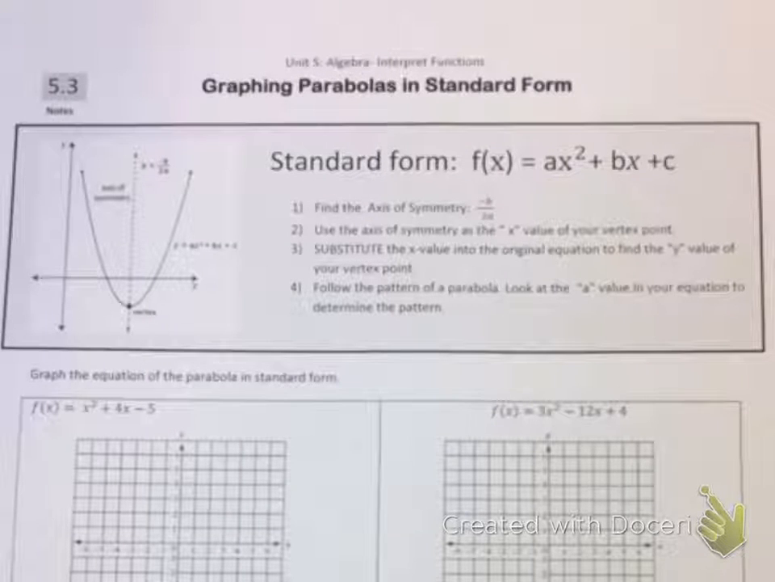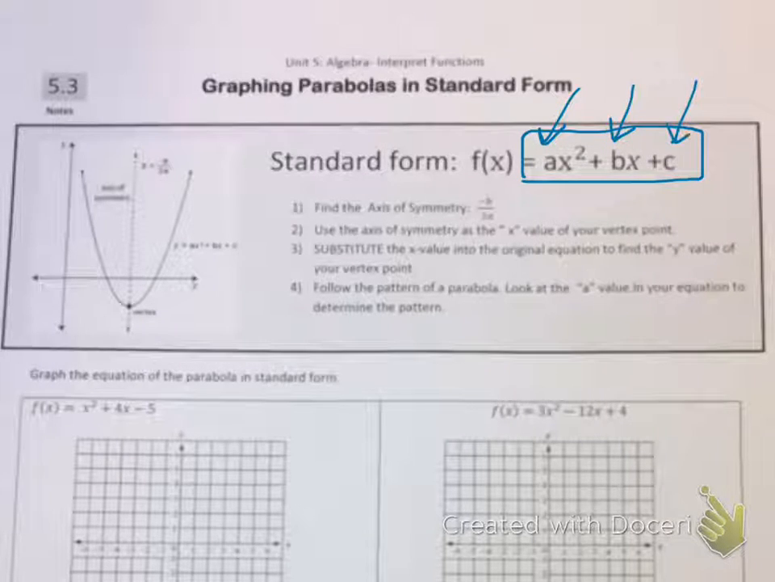This is note-taking guide 5.3 for Math 2, and I'm going to show you how you can graph a parabola when it's in standard form. First of all, just remember what standard form is. It would be in this ax squared plus bx plus c form, where a is the number in front of the x squared term, b is the number in front of the x term, and c would be the constant number without a variable added or subtracted back behind.